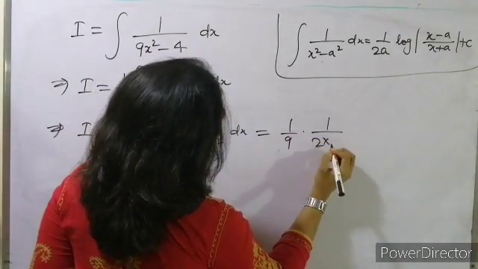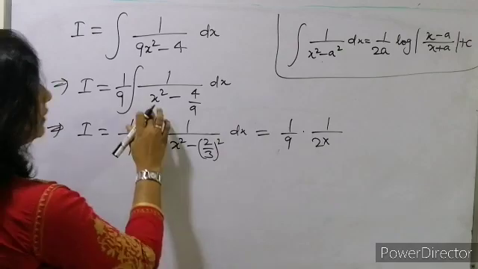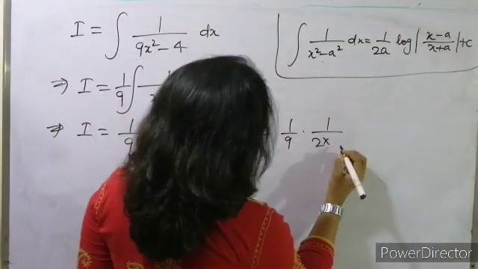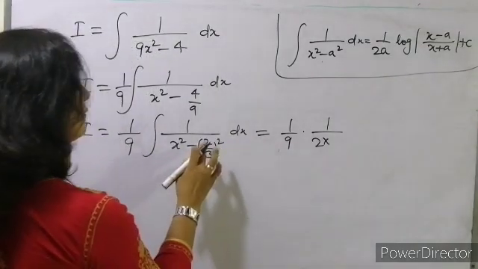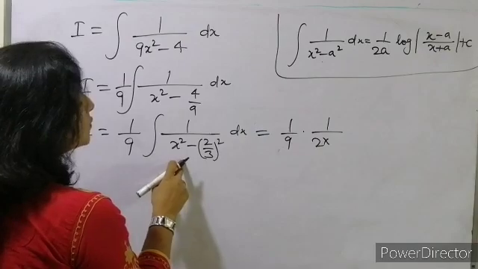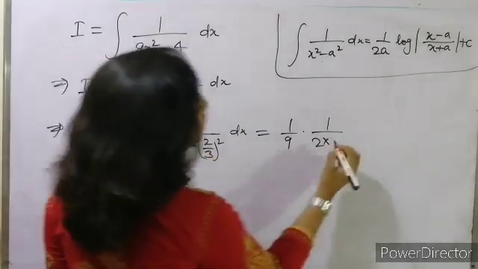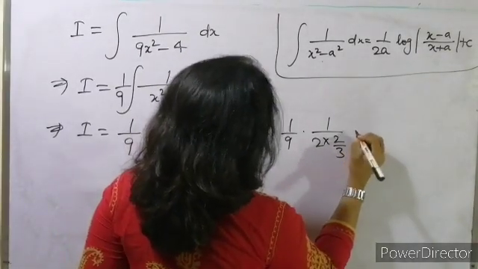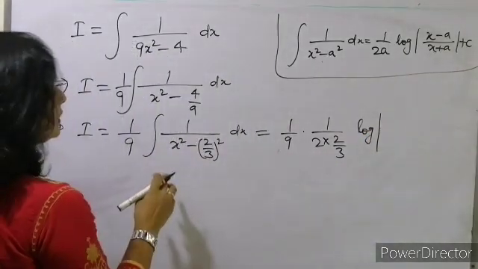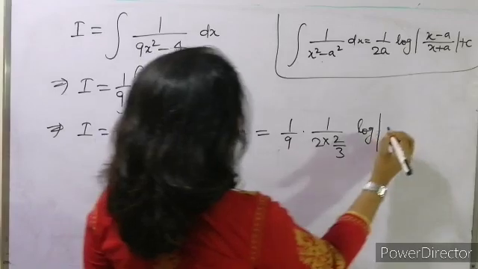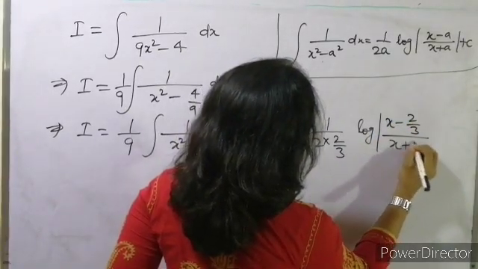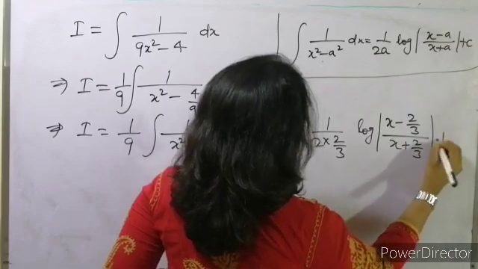1/2 into a. So what is the value of a? The value of a is x. Okay, sorry, the value of a is 4/9. So this is 2, and the value of a is 2/3. Why? Because x square minus 4/9 is x square minus (2/3) whole square. So 2a. Now log of what value will we write? x minus 2/3 divided by x plus 2/3, plus c.